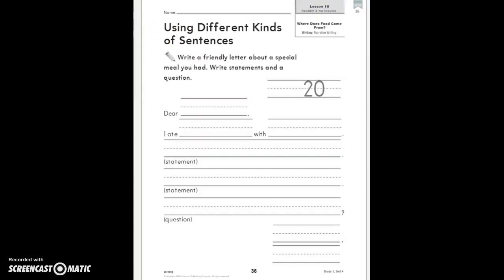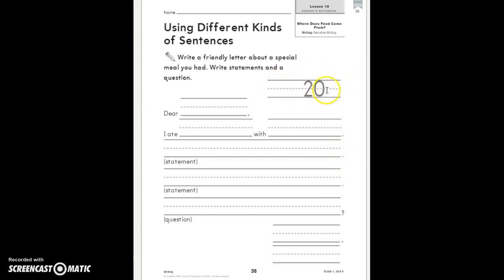You can find your version of this in your reader's notebook on page 36. This one has the lines for you to fill in, where you can write a friendly letter about a special meal that you had. Remember to write statements and a question. It even tells you right here. One statement here, another statement on this line, and here you have your question sentence. They even have the punctuation here to help you remember.